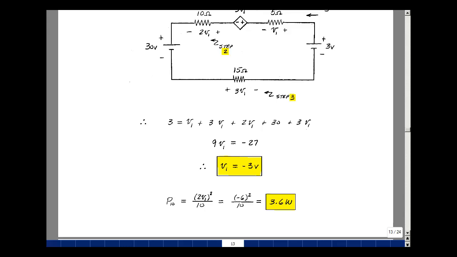The power absorbed by the 10 ohm resistor is going to be the voltage across it squared divided by the resistance. The 2 times minus 3 is minus 6. Square that, divided by 10. We get 36 divided by 10, or 3.6 watts. And this is supplemental problem 310.